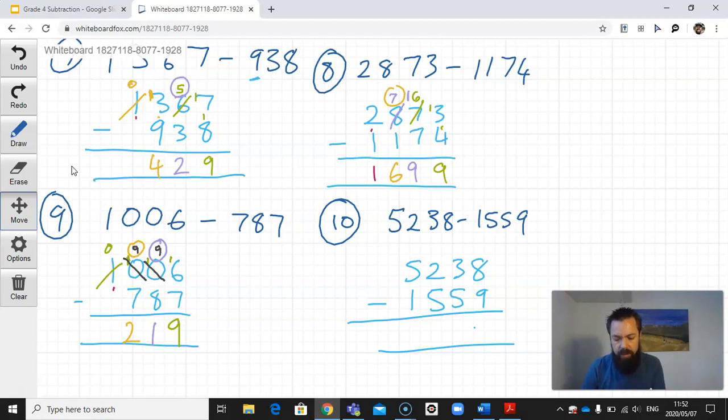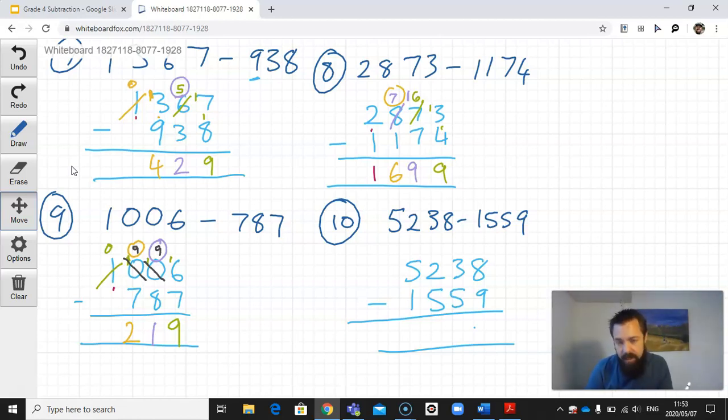Pause if you'd like more time. I'm going to jump straight into number 10. This one should be relatively straightforward. It works along the same patterns. All of subtraction, if we're using the column method, works in the same pattern. Subtract, and if you can't, borrow. Subtract, and if you can't, borrow, and so on.